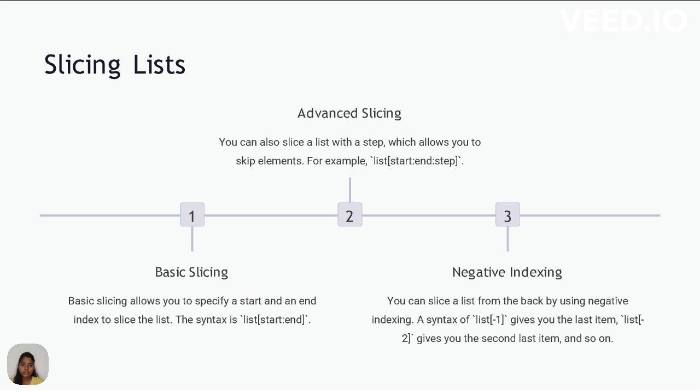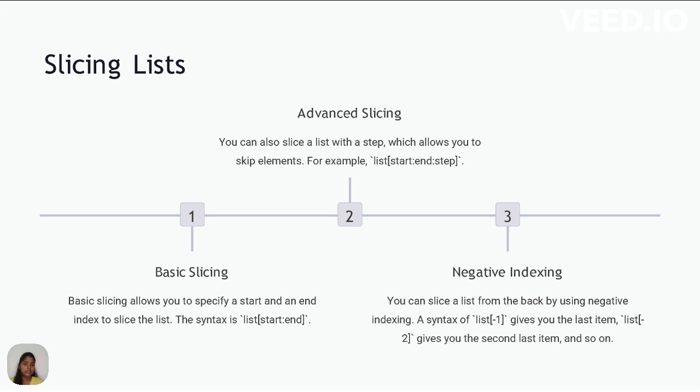In that, the first one is basic slicing. Basic slicing allows you to specify a start and end index to slice the list. The syntax for this, you can see. And the second one is advanced slicing. You can also slice a list with a step, which allows you to skip elements, for example, list start, end, step. This is an example for advanced slicing.